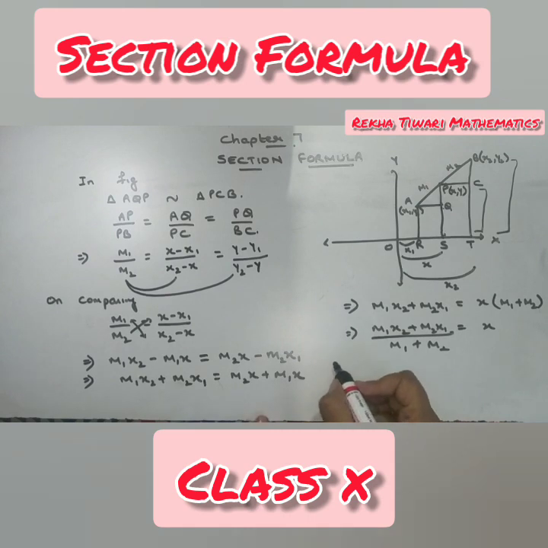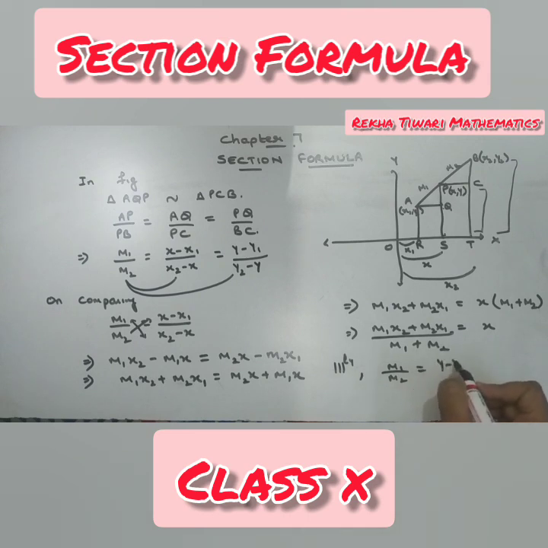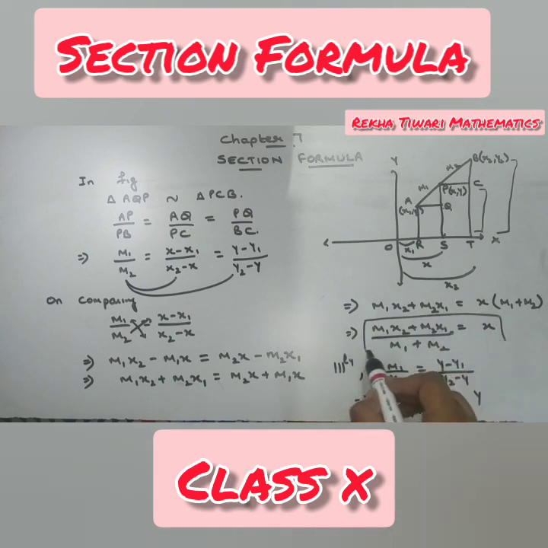Similarly, when you compare m1 upon m2 is equal to y minus y1 upon y2 minus y, you will get y is equal to m1 y2 plus m2 y1 upon m1 plus m2. So in this way you will get the coordinates of P. The x coordinate is this one and the y coordinate is this.